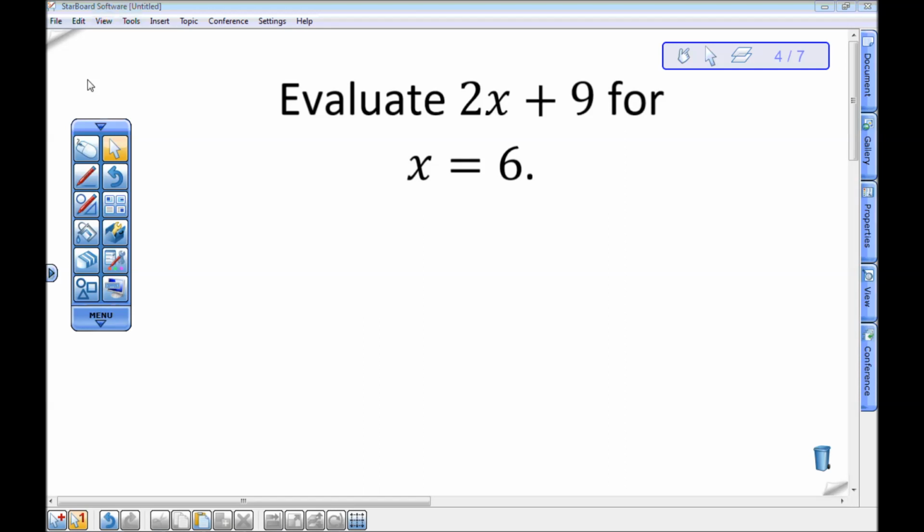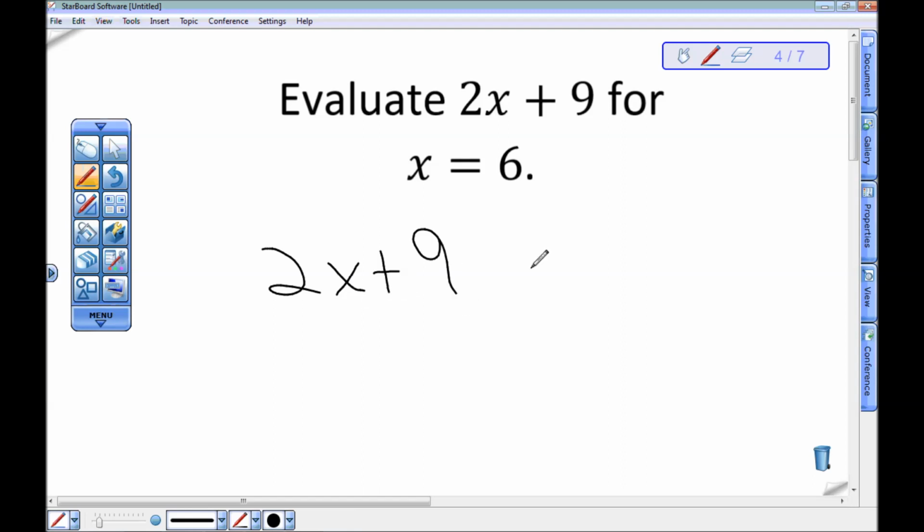Our goal here is to evaluate some algebraic expressions given values for the variables. So here I have: evaluate 2x plus 9 for x equals 6. When I look at 2x plus 9, it can take on a lot of values. It just depends on what the value for x is. It could be anything, right? X can vary, thus the variable name. So it could be anything.